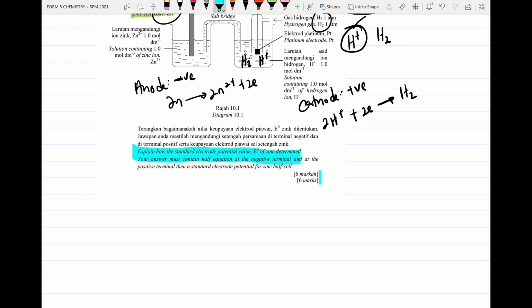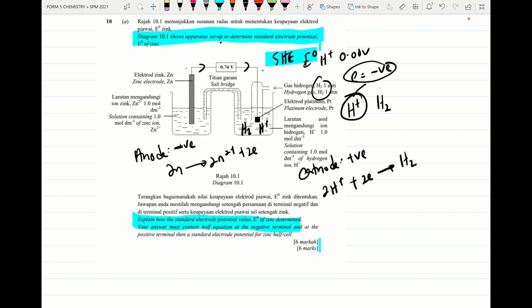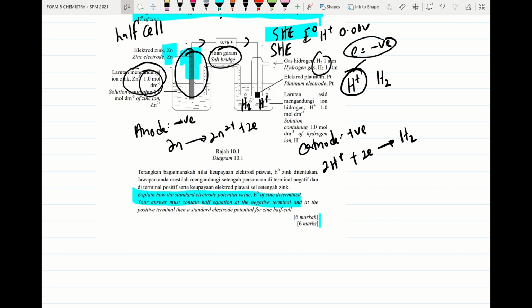All right, so now explain how the standard electrode potential value of zinc is determined. So how is it determined? When we take the zinc electrode, please remember, the half cell is connected by the connecting wire to the standard hydrogen electrode and also a salt bridge, and we dip it into a solution containing zinc 2+ ion with concentration 1.0 mol dm^-3. Potential differences will be obtained, and zinc has greater tendency to release electron, and therefore zinc is placed at the negative terminal, it undergoes oxidation. So SHE is placed at the positive terminal, so it undergoes reduction.